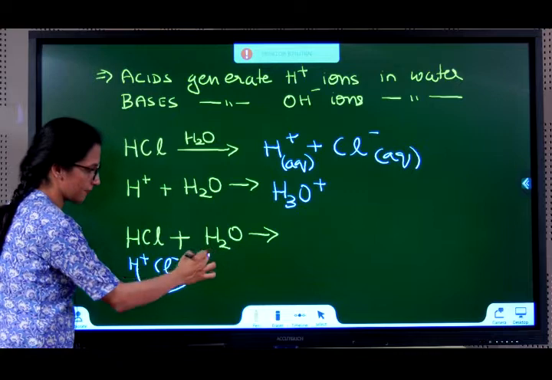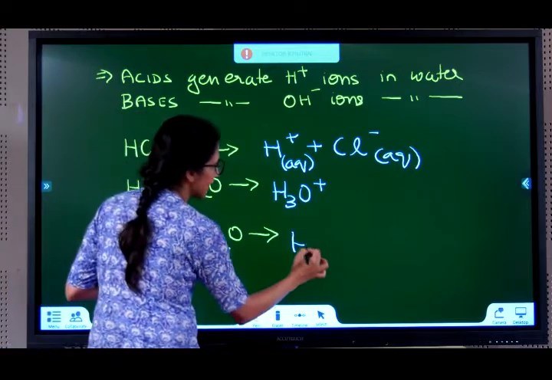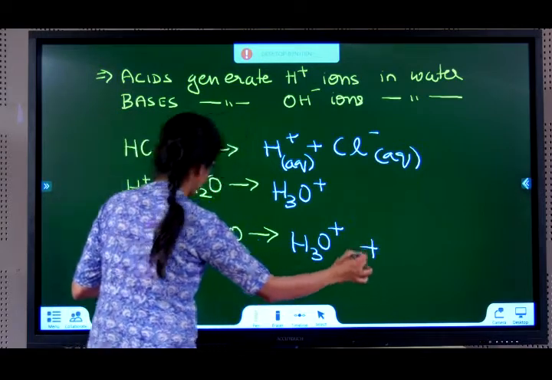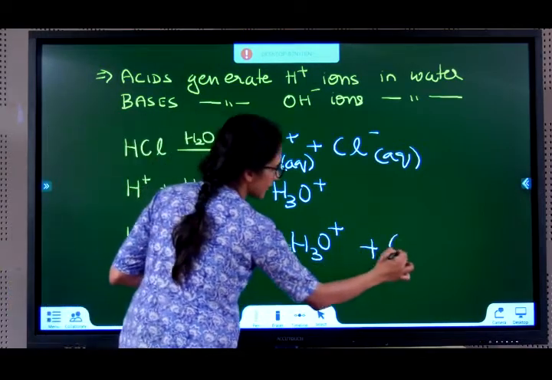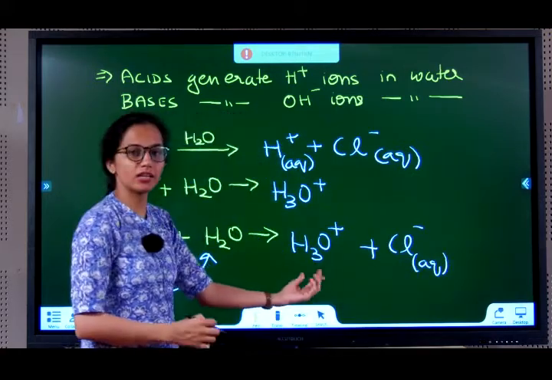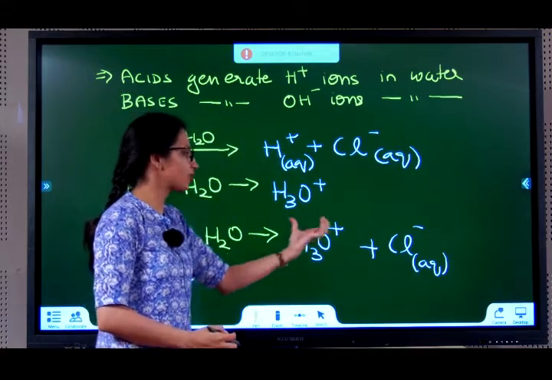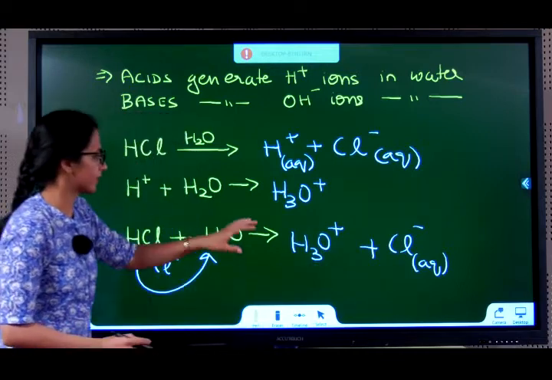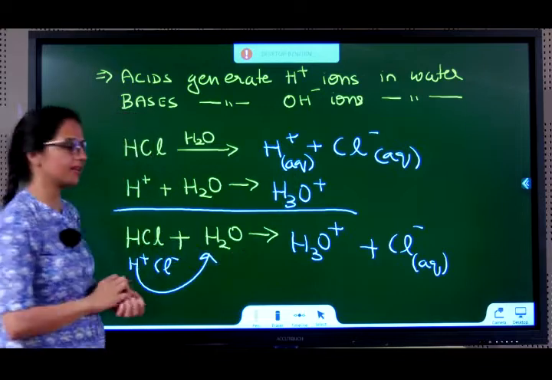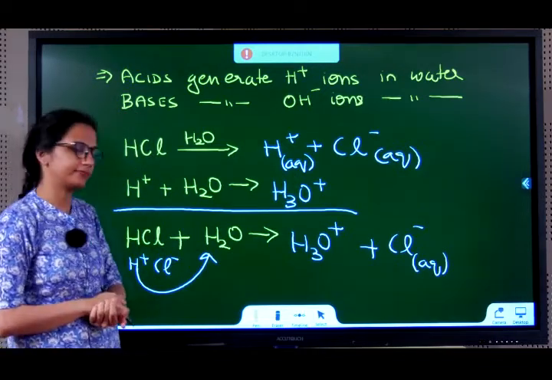H plus will combine with water and exist as H3O plus. Cl minus will exist here. It's produced in aqueous state, so put aqueous. Is it necessary to write aqueous here? No, because this H3O plus itself has the water in it. So this is a summed up reaction of these two. If I take these two together, I get the third reaction.